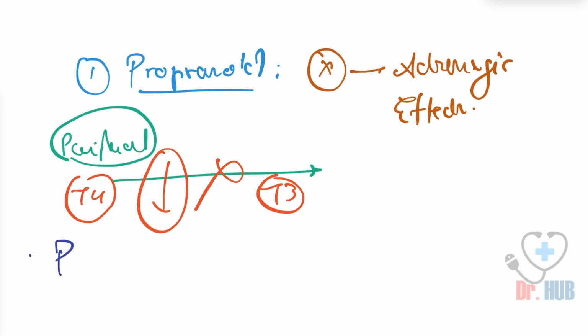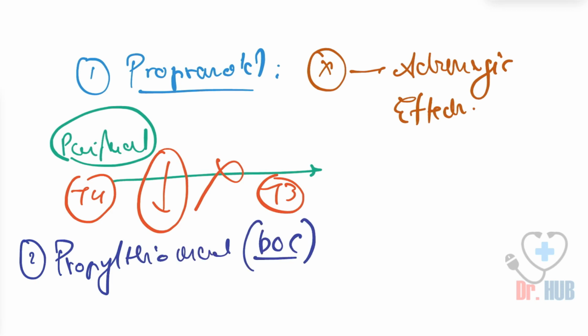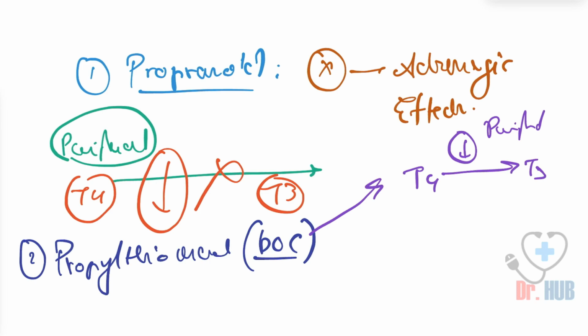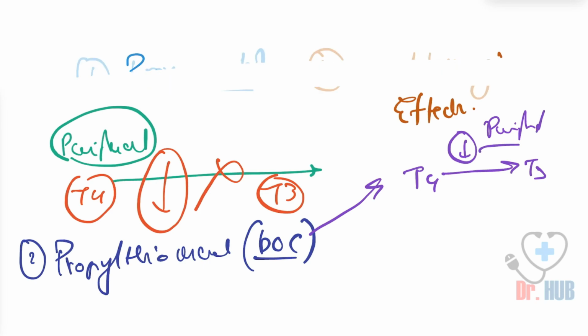Next, this is very important. The second one, we saw propylthiouracil. The propylthiouracil is nothing but the DOC, the drug of choice, and here there is a reduction in the peripheral T4 to T3 levels. So they are similar.